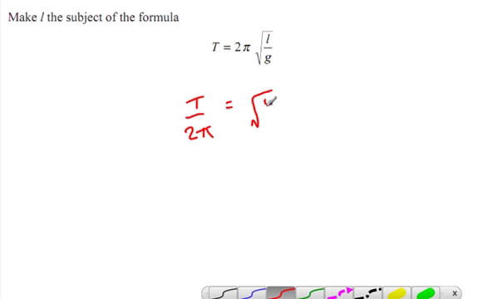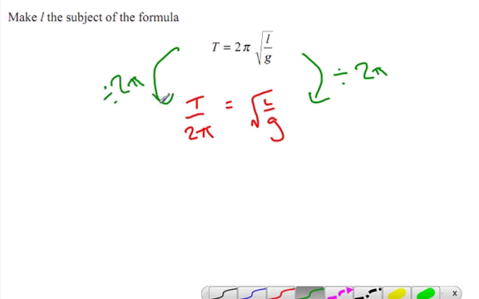Right, so we divide both sides by 2 pi, because we need to get the square root all by itself first before we can get to the L itself. We've divided by 2 pi. Nice change of colours. It is very pretty. Divided by 2 pi. Okay.